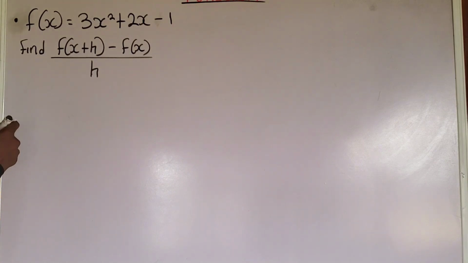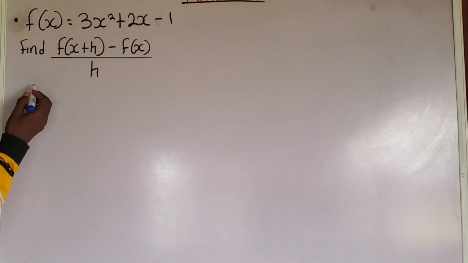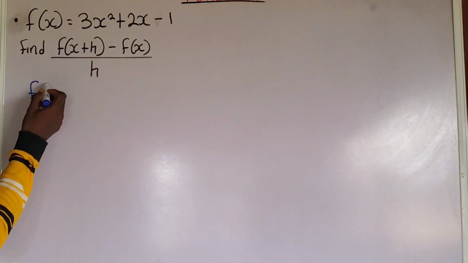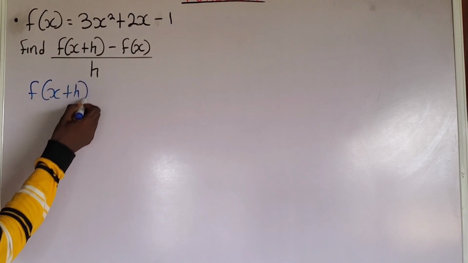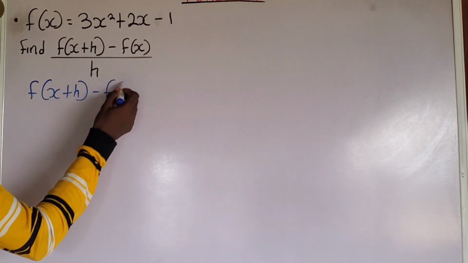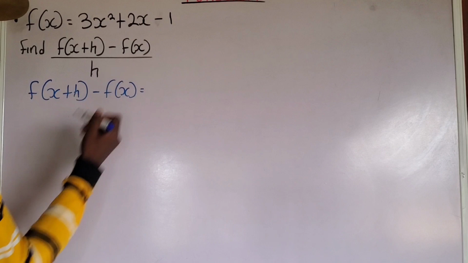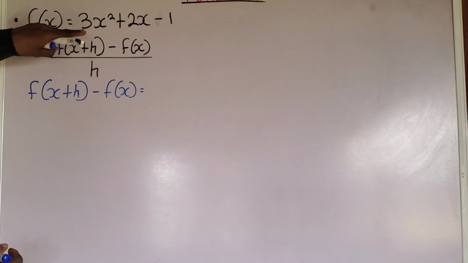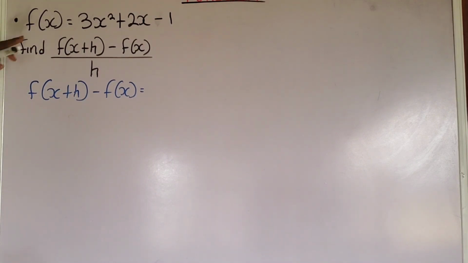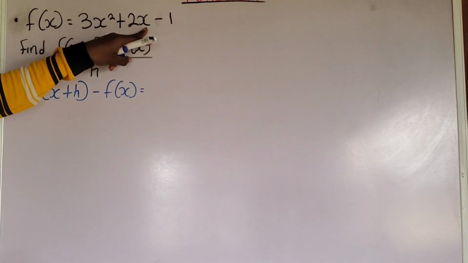So for this, please pay attention, we are going to have f of x plus h minus f of x will be equivalent to, please pay attention, you first substitute the value of x as x plus h in the function that we are given. Notice, when we start the question, we are given that f of x is equivalent to this, right?